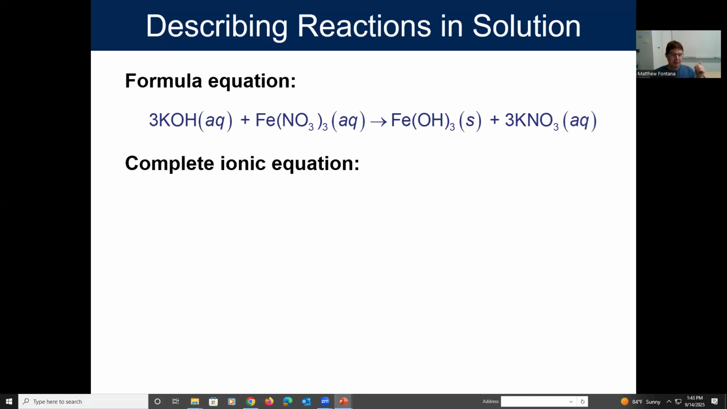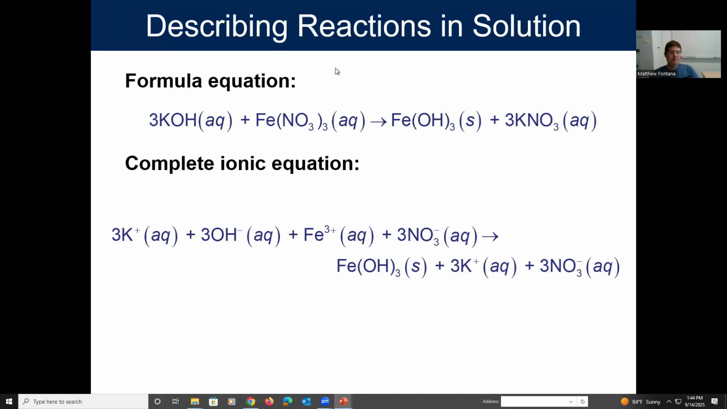You can then have what's called the complete ionic equation. What that means is these are ions in solution. If you break them up into the ions that they are, that is what you call the complete ionic equation. So you need to be able to look at an ionic compound and separate it into its component ions. That's a key skill you want to be able to apply here.